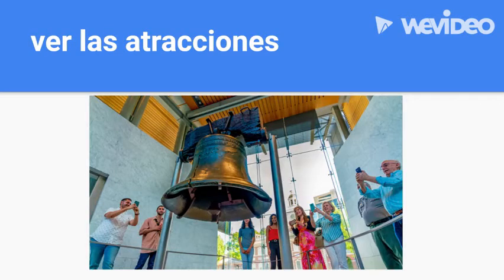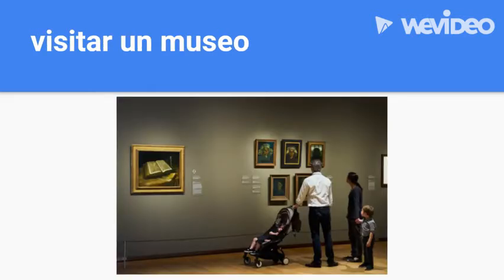Ver las atracciones. Ver las atracciones is to sightsee or to see the attractions. Okay, here we have some local attractions from Pennsylvania. Visitar un museo. Visitar un museo is to visit a museum.